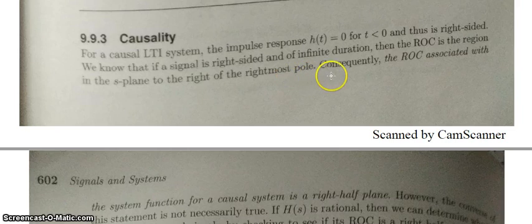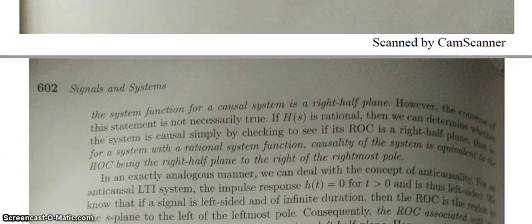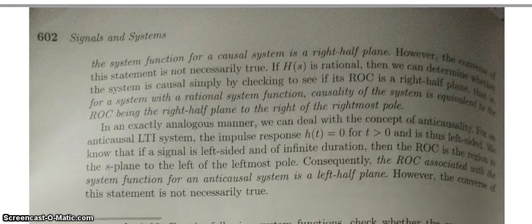Therefore, we can say the ROC associated with the system function for a causal system is a right half plane. That is, if H(s) is rational, then we can determine whether the system is causal simply by checking to see if its ROC is a right half plane. That is, for a system with rational system function, causality is equivalent to the ROC being the right half plane to the right of the rightmost pole.